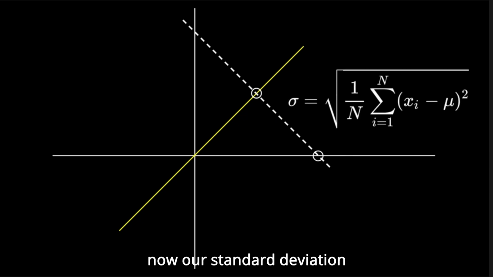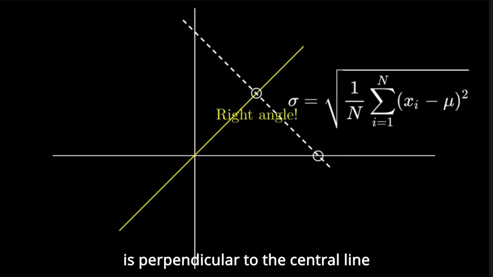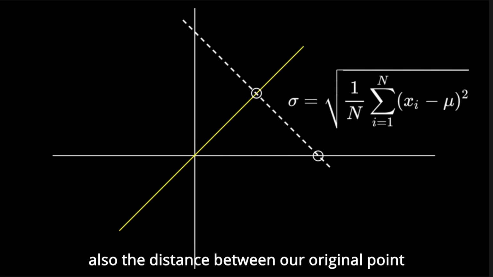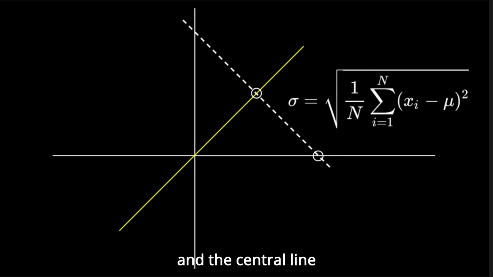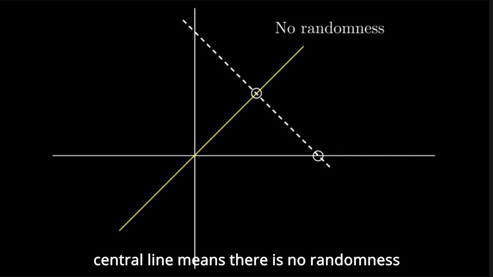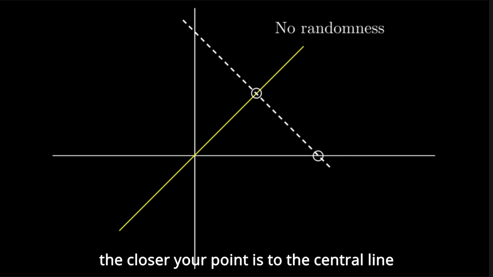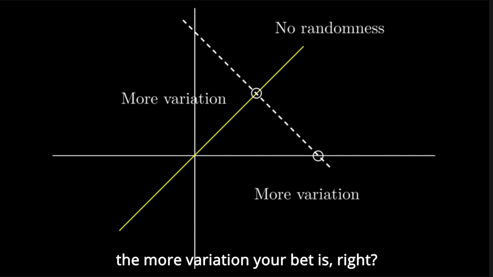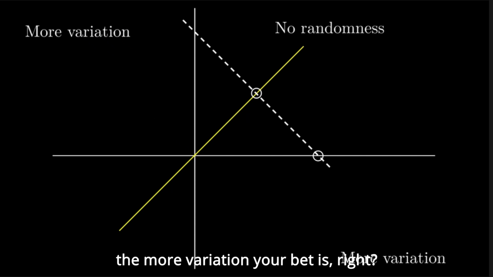Now our standard deviation, at least a main part of it, is exactly the Euclidean distance between these two points, isn't it? Since the hyperplane is perpendicular to the central line, our standard deviation is also the distance between our original point and the central line. So what does the central line mean? Central line means there's no randomness. The closer a point is to the central line, the less randomness or less variation our random variable has. The farther it is, the more variation your bet has, right?